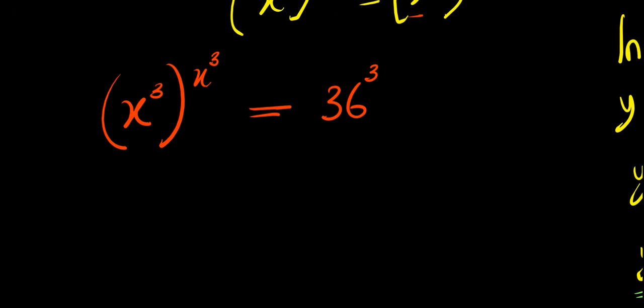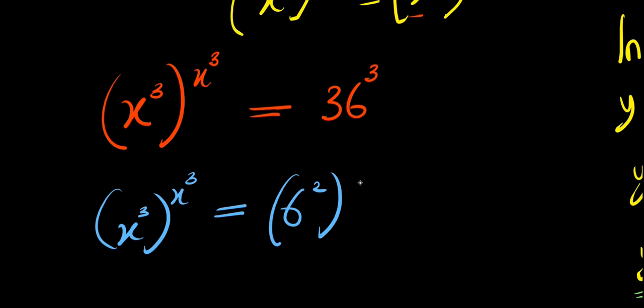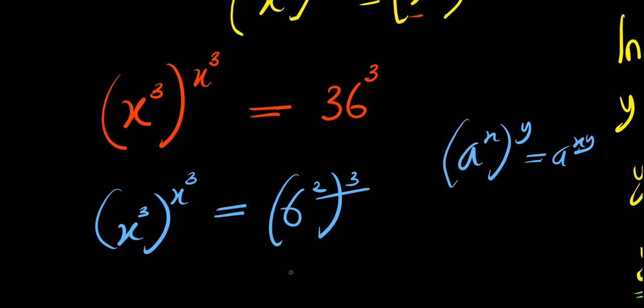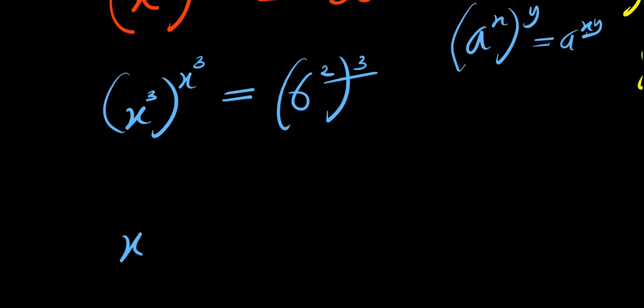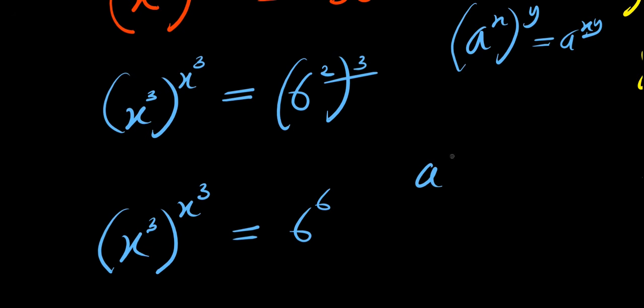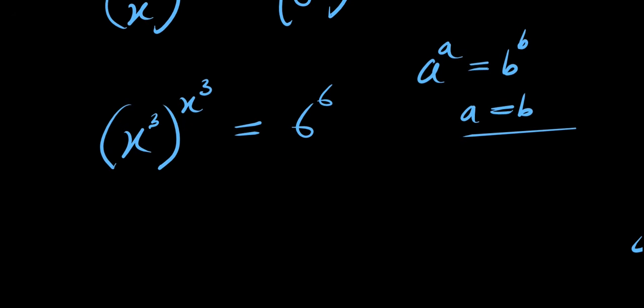So from here, we have x power 3 power x power 3 equals 36, which is 6 power 2, and this is power 3. So if you have a power x power y, it equals a power x times y, we multiply the exponents. So we have x power 3 power x power 3 equals 6 power 6. Now by comparison, if you have a to the power of a equals b power b, that means a equals b. So right now we have x power 3 equals 6.